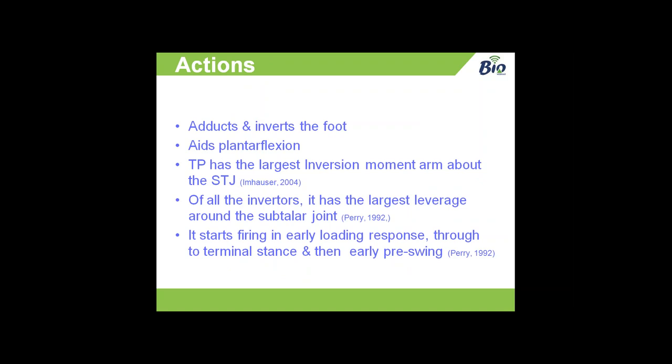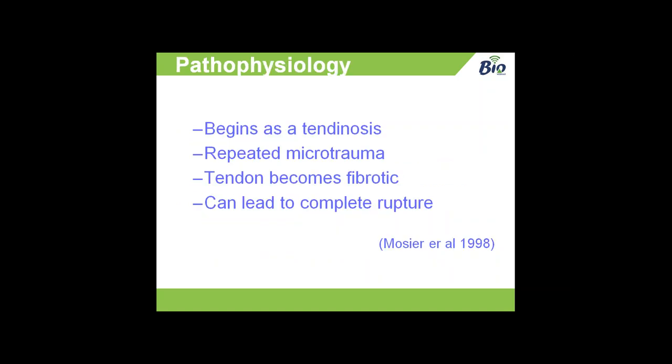But of all these muscles, it's the tib post which has the greatest leverage point around the subtalar joint, and also the largest inversion moment arm about that joint. So what this could mean in very crude basic terms is that if the foot is excessively pronating, it's the tib post which is going to cop it the most over the other muscles. So it starts firing in early loading response, then through to terminal stance, and then it carries on firing into early pre-swing.